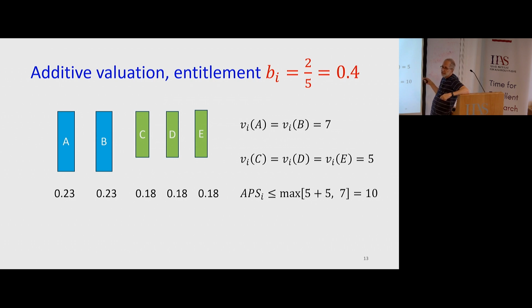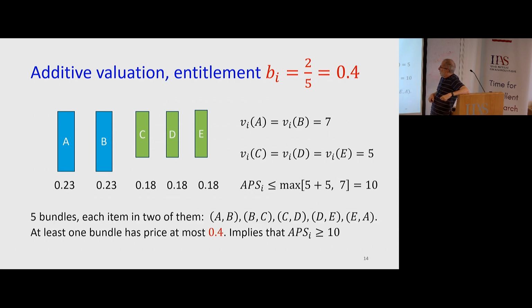It doesn't mean that it's exactly 10, because maybe there's a different price vector that I can give in which he cannot even get a value of 10. So to show that it's exactly 10, how do we show that? We can arrange the 5 items in 5 bundles, each of them containing 2 items. So these are the 5 bundles, like AB, BC, CD, DE, EA. Okay? And each item appears in exactly 2 of the bundles.